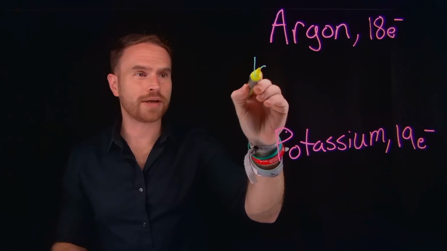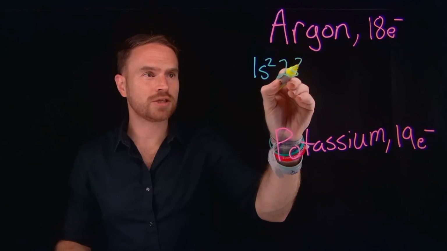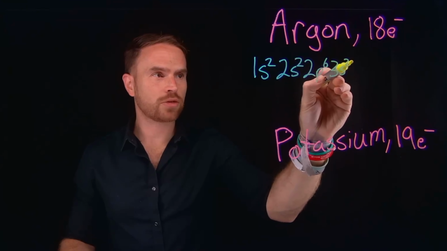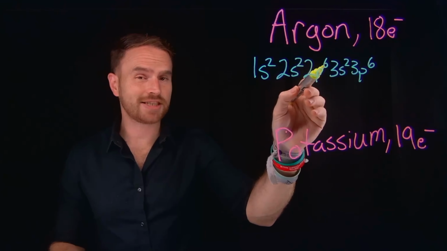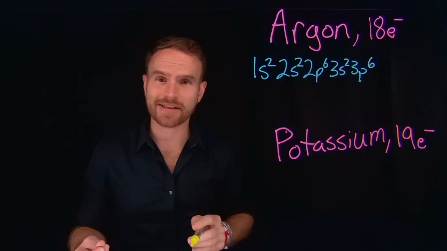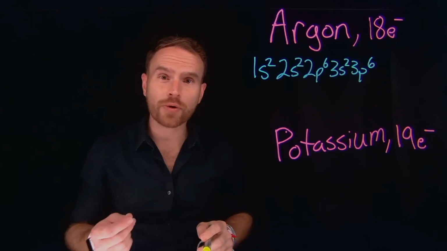In order to write the full electron configuration for argon, we would start with 1s2, 2s2, 2p6, 3s2, 3p6. This gives us 2 plus 2, which is 4, plus 6, which is 10, plus 2, which is 12, plus 6, which is a total of 18 electrons. There's actually a way to do this as a shortcut, which is known as noble gas configuration.